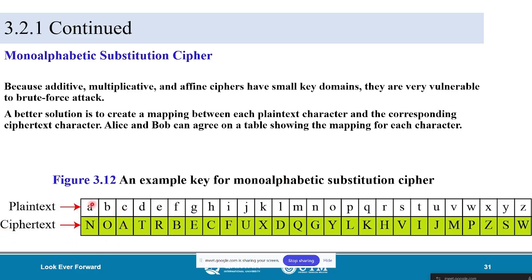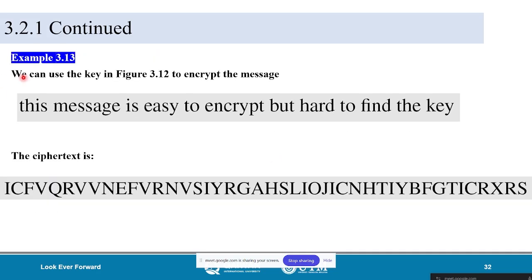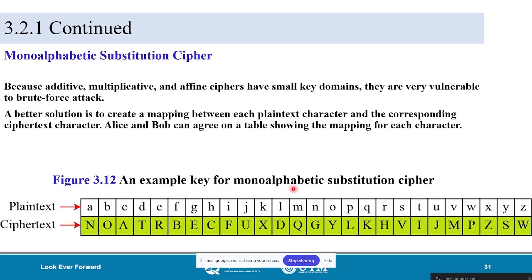Now, if you ask me how A was assigned to N, I say that it is totally random. Now, let's say that you and Mr. Bawan agree that A in our messages would be N, but B would be O. It is totally up to you, not following a policy or something. Now, if we use the previous table, this message is easy to encrypt but hard to find the key, because there is no specific key. This is why this one is quite hard.